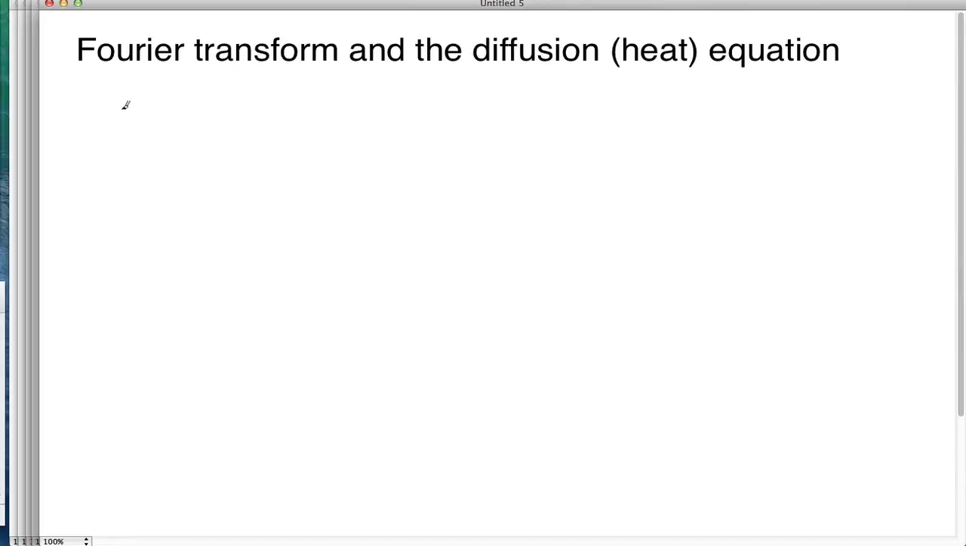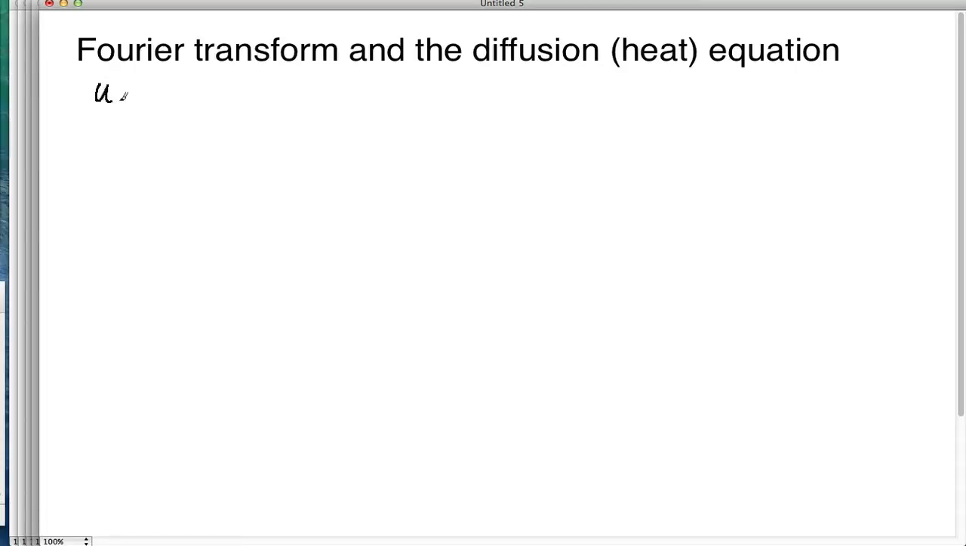Hello and welcome. Today we're going to talk about the Fourier transform and the diffusion or heat equation. What we're going to do is use the Fourier transform to help solve, and really not just solve, but to understand what's going on with the heat equation on the line, and see if we can gain more insight about what the heat or diffusion equation is doing. So let's write this down.